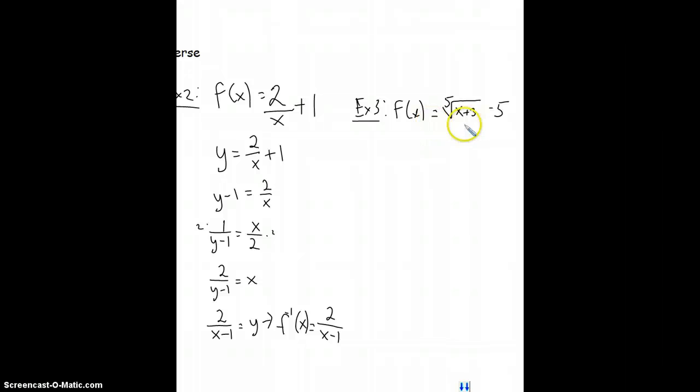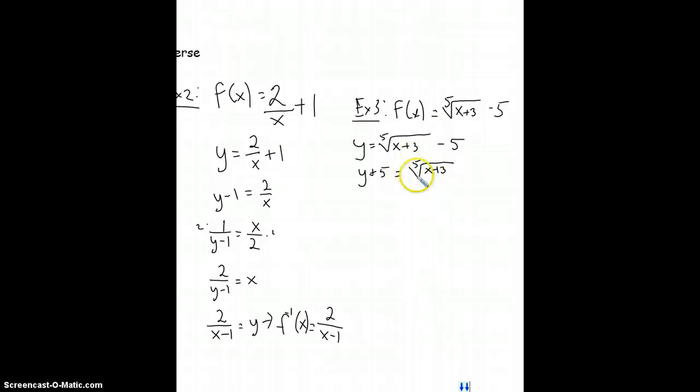Okay, we're going to go through the same thing we did for the other ones. We change this into y, so we have y equals the 5th root of x plus 3 minus 5, and this minus 5 is outside the 5th root. Then we add 5 to both sides, so we have y plus 5 equals the 5th root of x plus 3.